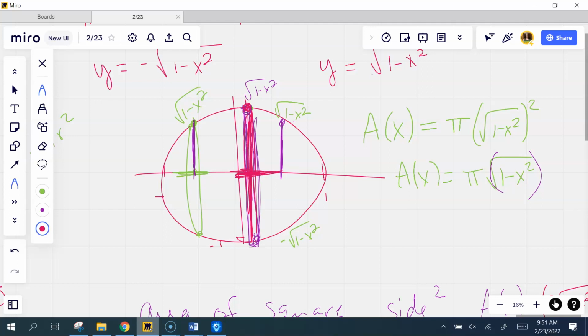All right, part C. I know I got 2 more to go. The cross sections are squares with diagonals in the XY plane.